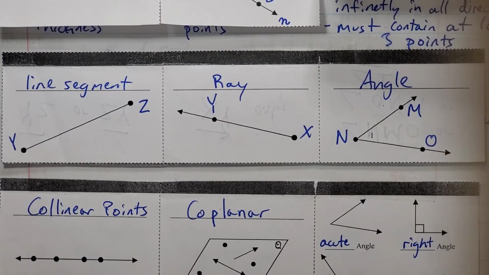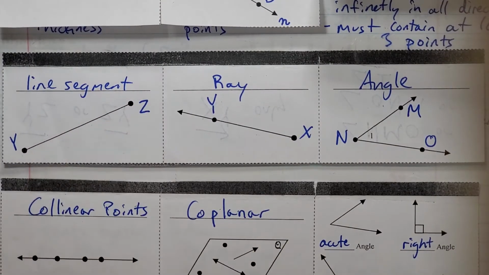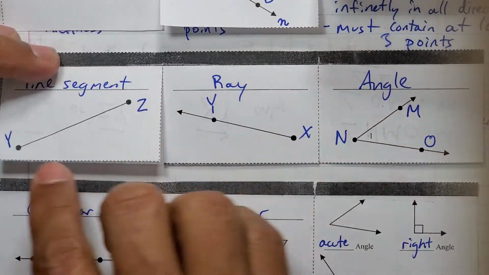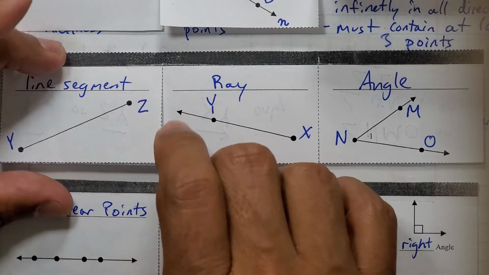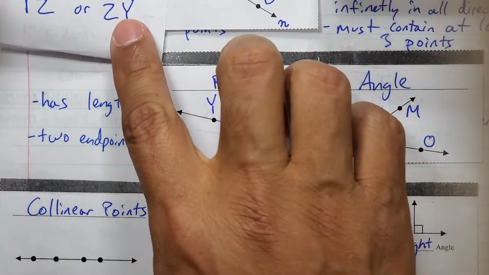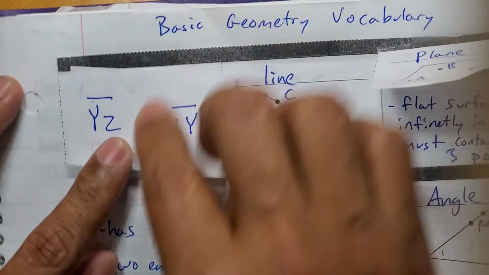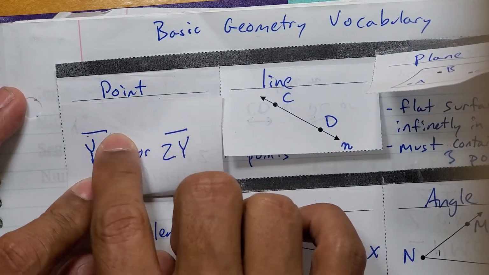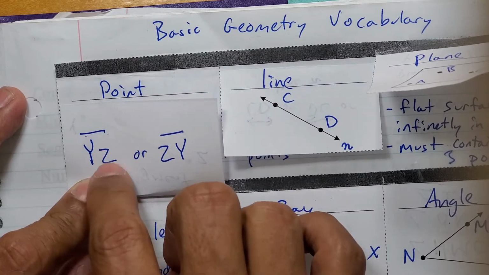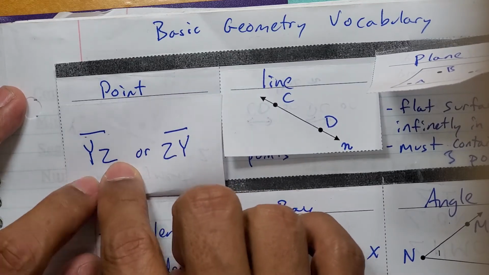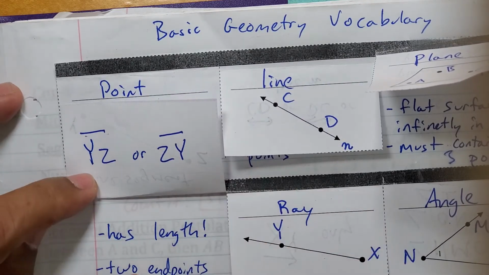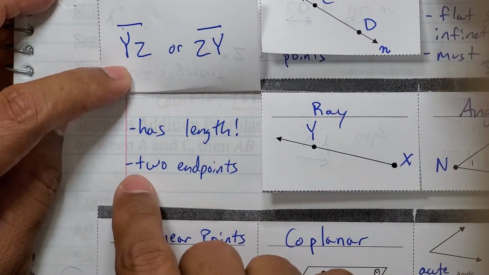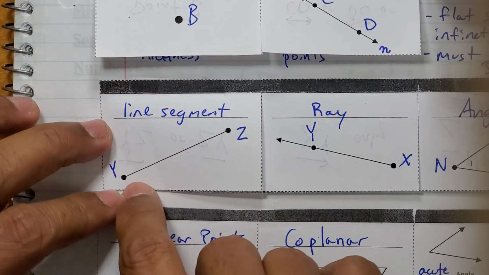Okay, the next 3 terms: line segment. So it has 2 endpoints. That means it's just part of a line. And notice that this is point Y, this is point Z, and that's just to help us name the segment. So we would use this symbol to say that it's a segment. Notice that it's not a line above those 2 letters. So it's either segment YZ or ZY. And this one does have length. So this is defined. That means we can measure it. And it has 2 endpoints. So, okay, as you can see here.